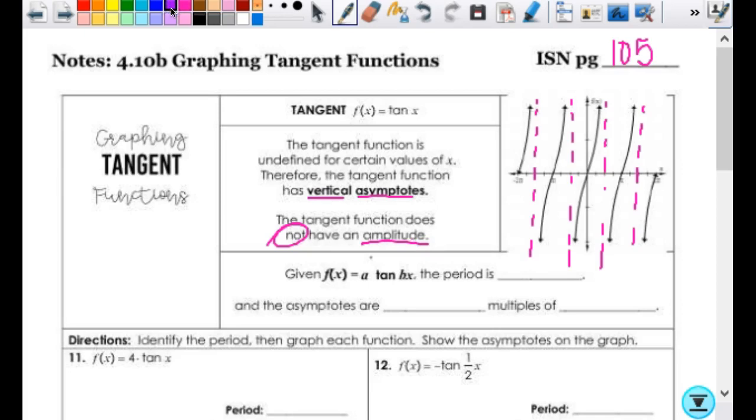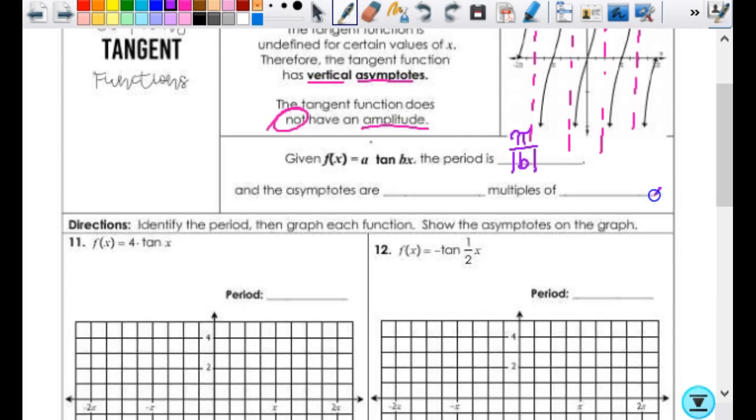So it says, given f of x equals a times the tangent of bx, because remember right now we're not looking at c and d. The period is pi divided by what? Absolute value of b, not a. This part right here is not even necessary because this is not how we're finding it. And when I wrote it out for the other classes, that has led to some confusion. So what that has to say about asymptotes, it doesn't even matter. Okay. All right. We good with all that?